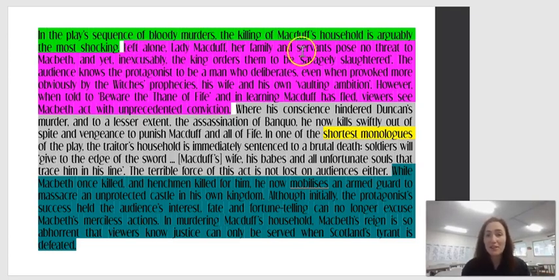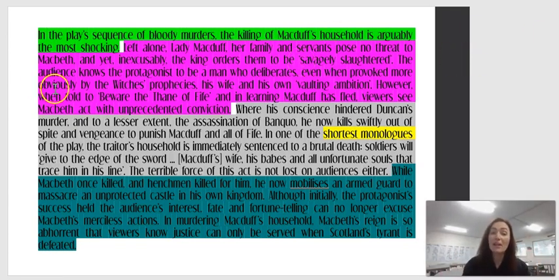Left alone, Lady Macduff and her family servants pose no threat to Macbeth, and yet inexcusably, the king orders them to be savagely slaughtered. So this is evidence. We're starting strong with some evidence. They are alone, no threat, he orders them to be killed. We also have judgment. It's inexcusable. How dare a king order the killing of innocents? Savagely slaughtered. We have a direct quote, so we go there.